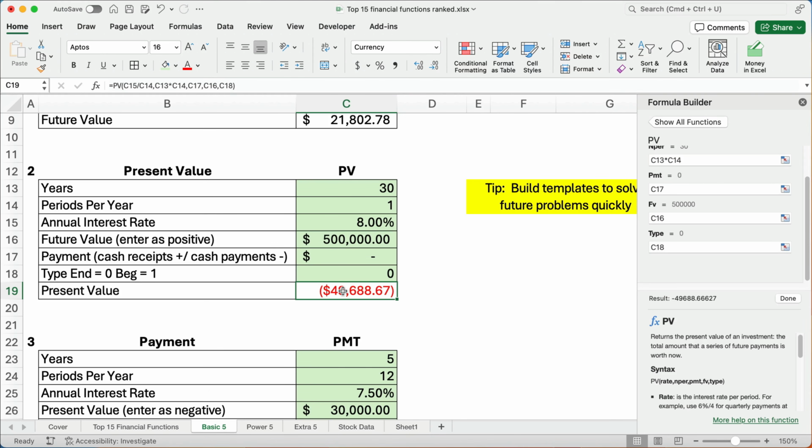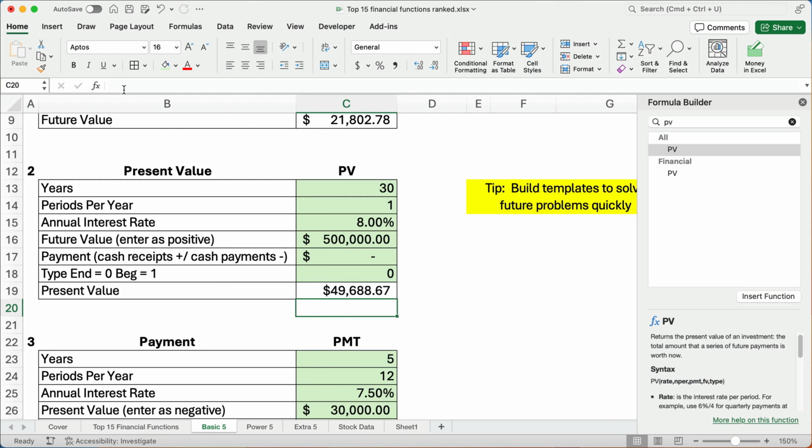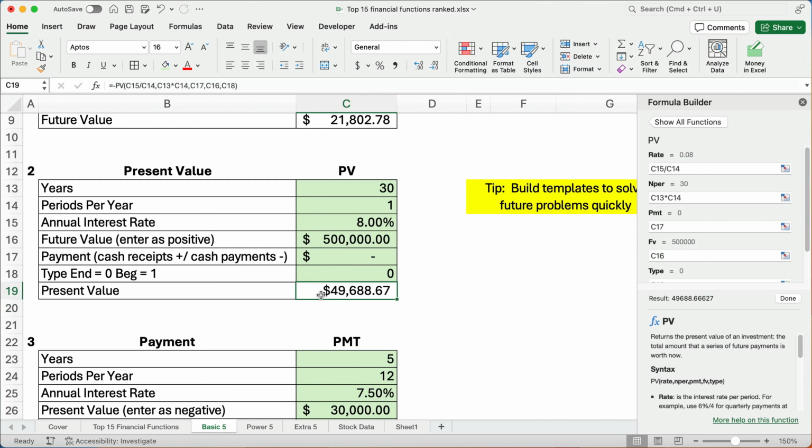So let's say in 30 years you're going to receive $500,000. What's it worth today? Well, it's worth $49,000. I'm going to make this negative at the very beginning, so my answer comes out to be positive. You can see $49,688.